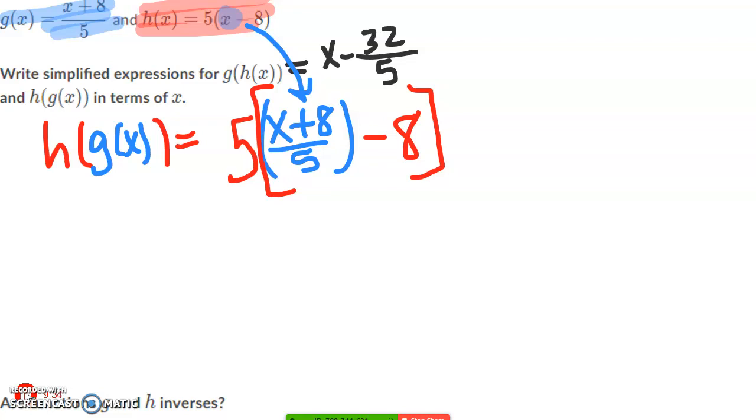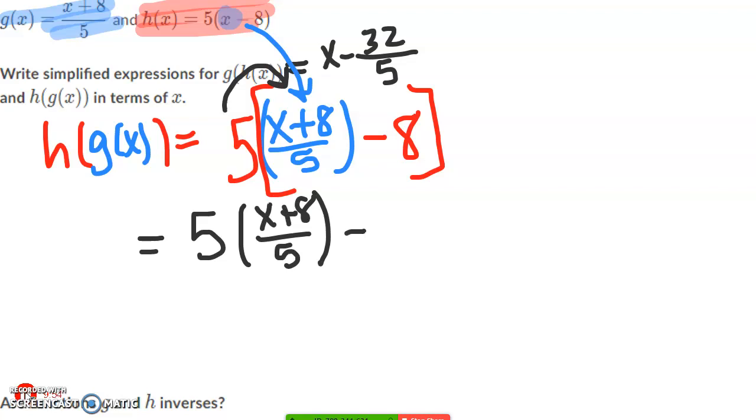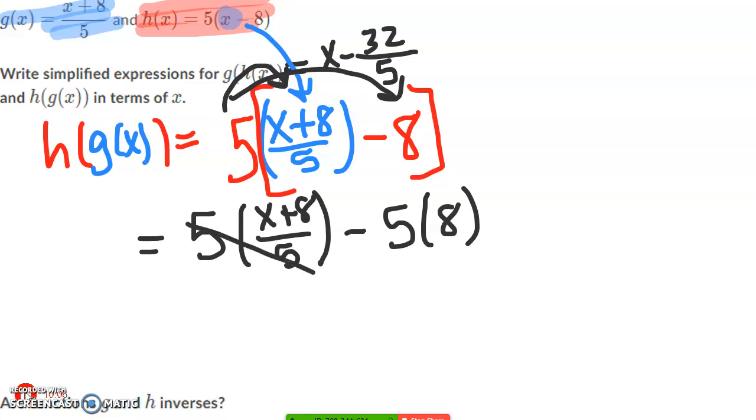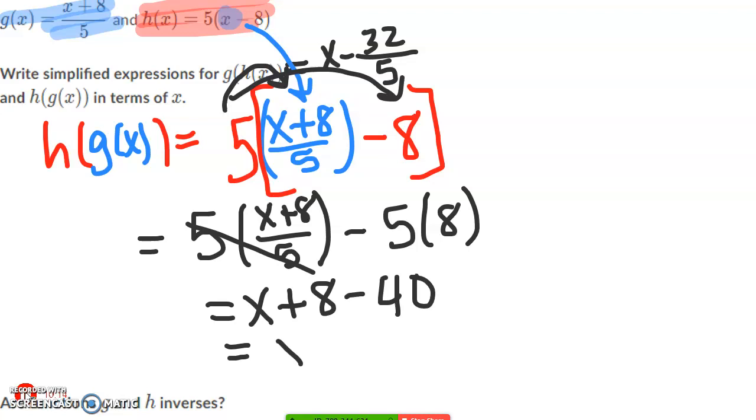Okay, and then we just have to simplify it. So let's see. Let's use distributive property again. So 5 times this whole thing. Let me just write it out so it's clear. 5 times this whole thing minus 5 times that, which is 8. Okay, so this is just me writing out distributive property so it's clear. Alright, that becomes x plus 8, and that becomes minus 40. So this becomes x minus 32.